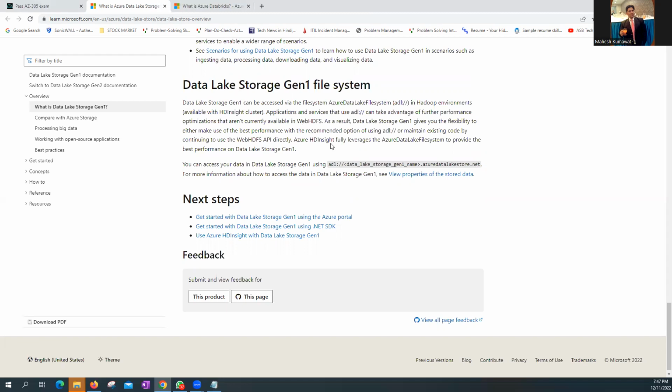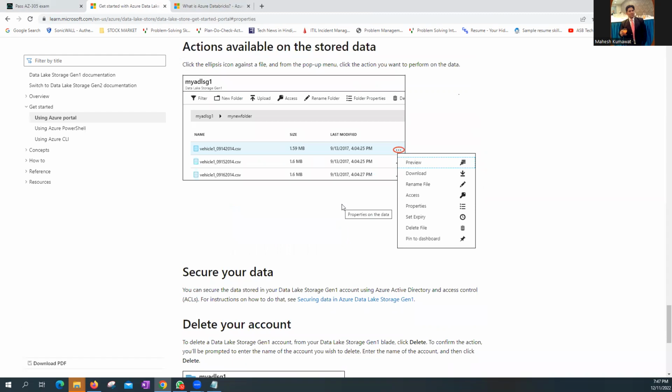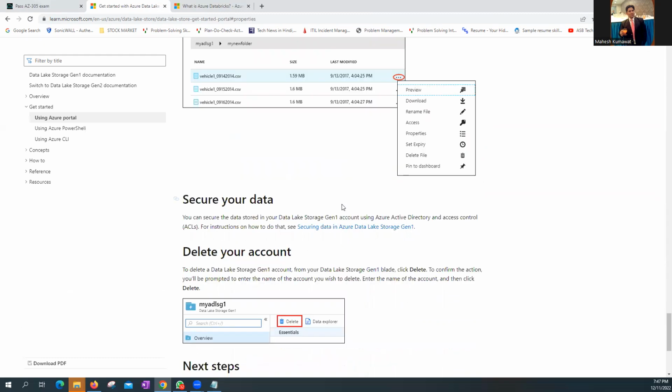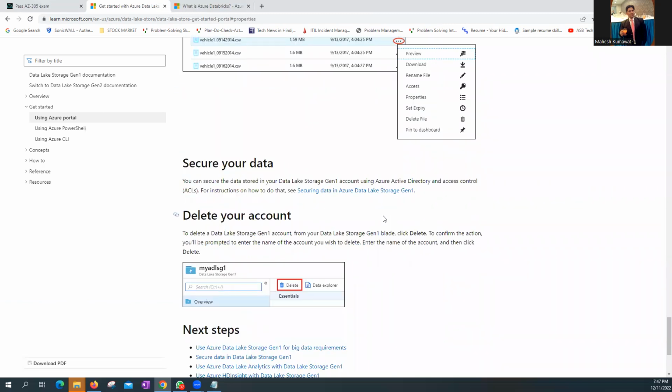We have different file systems working together in the Lake Storage. That's why we have Generation 1 and Generation 2, and they work together. We have different types of file systems that you're going to create, and we're going to remove them, and all those things are part of it.